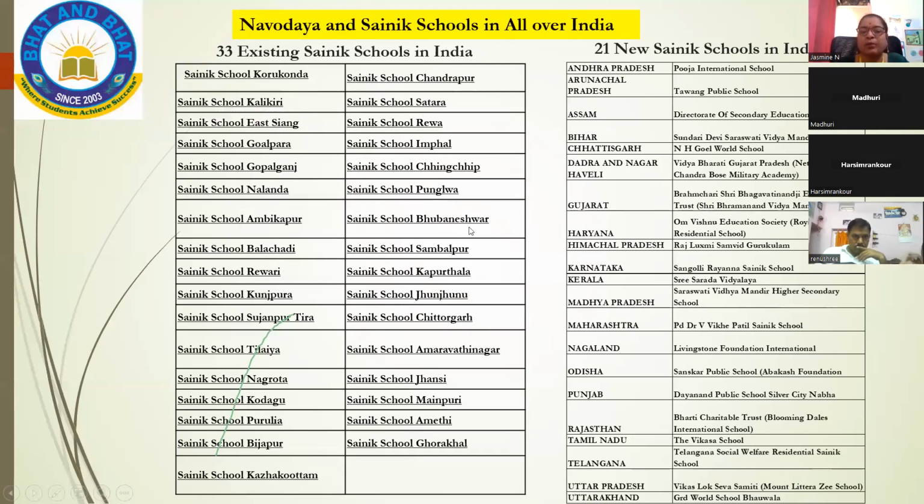Okay, and for Odisha, Bhubaneswar and Sambalpur are there. Similarly, for Tamil Nadu, Amaravathinagar is there. In Karnataka, you can see Bijapur is there, Kodagu is there. So these are the existing 33 Sainik schools. Now, apart from the existing Sainik schools, our Honorable Prime Minister, Modi ji, has established 21 more new Sainik schools.